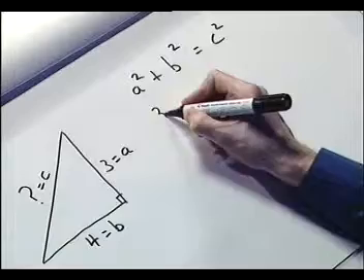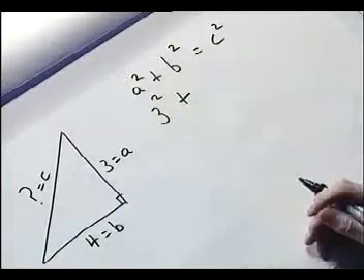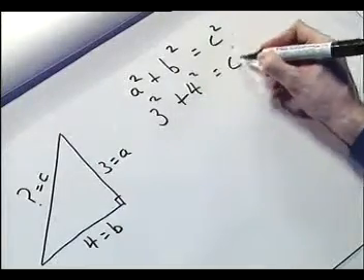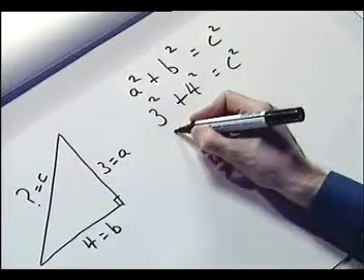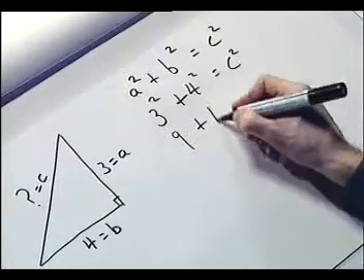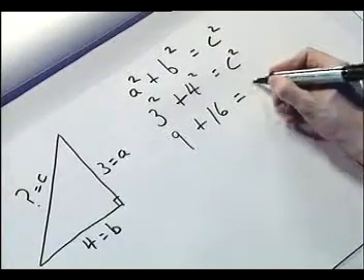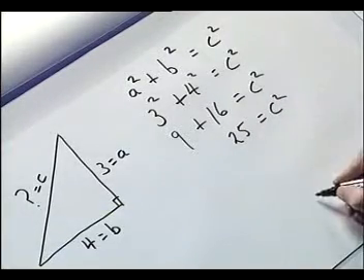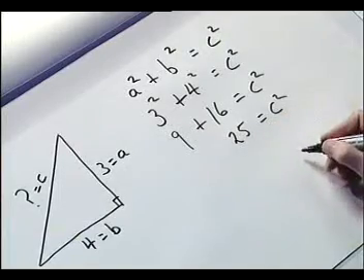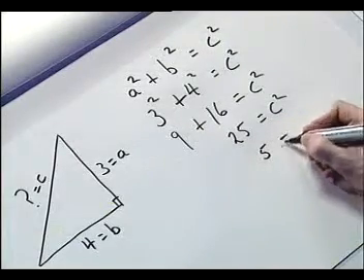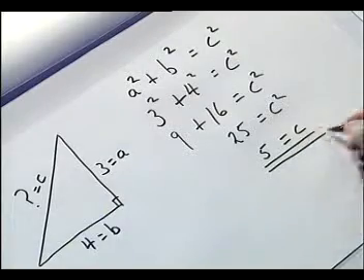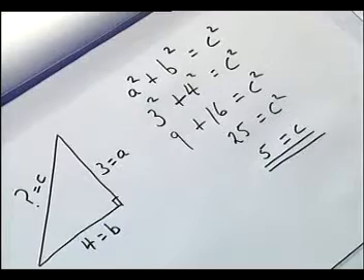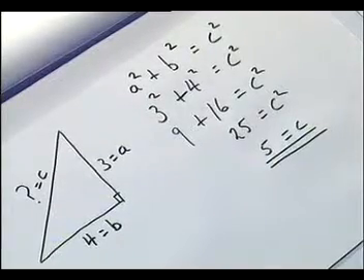A is 3, so 3 squared, plus b is 4, 4 squared, equals c squared. 3 squared is 9, and 4 squared is 16, so 25 is equal to c squared, and so we now need to take the square root of both sides, and so 5 is equal to c. And that's the length of the hypotenuse, the longest side of the triangle.